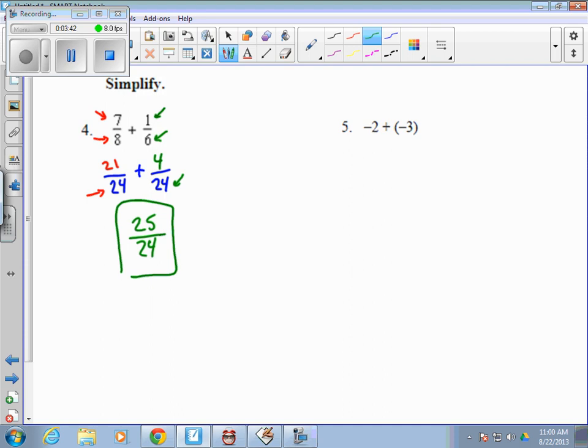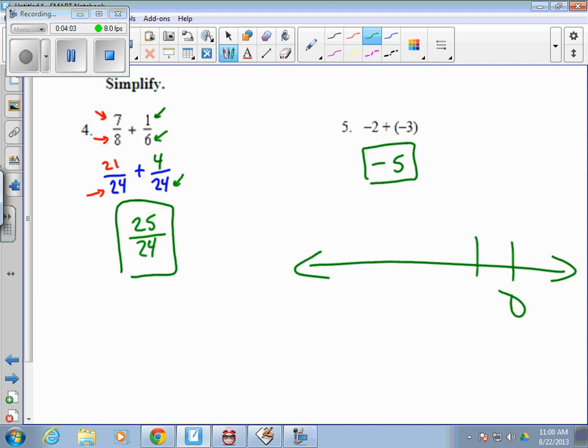5 says -2 plus -3. Anytime you have plus and negative, it acts just like minus. But we have the same sign, so add them up, 2 plus 3, and you get 5. And they're both negative, so we're going to keep it negative. It doesn't act like multiplication and division where when you have the same sign, it becomes positive. Think of a number line like we did earlier in the week. You start off at -2, and then it says -3. You go to the minus side, you move 1, 2, 3 more times.